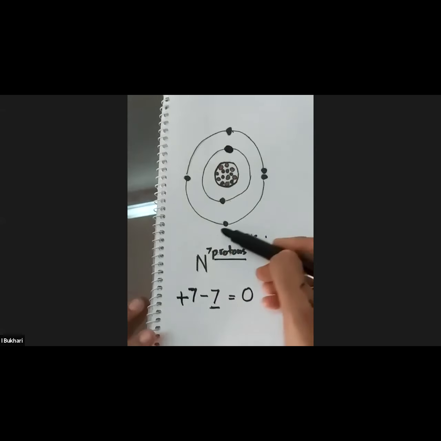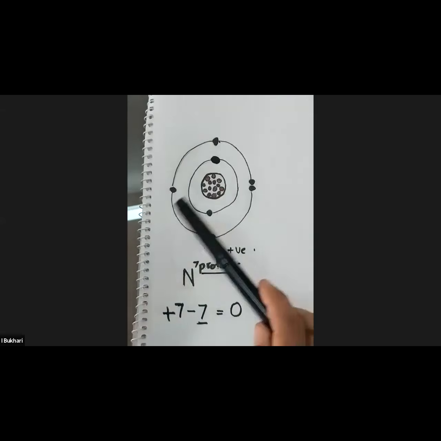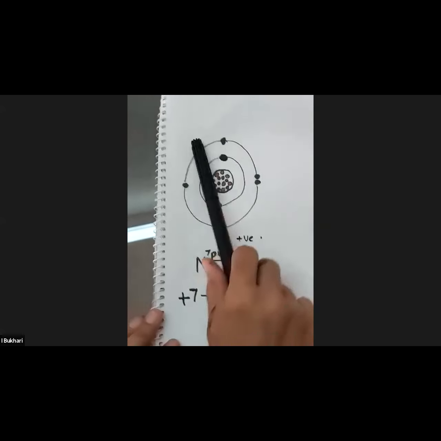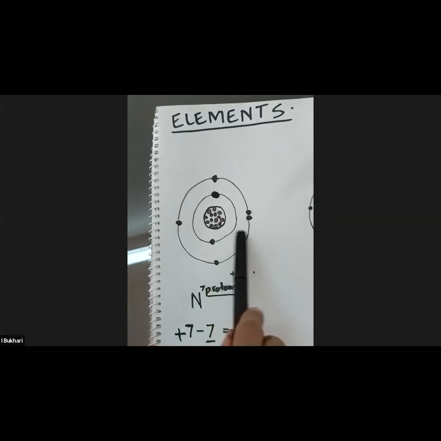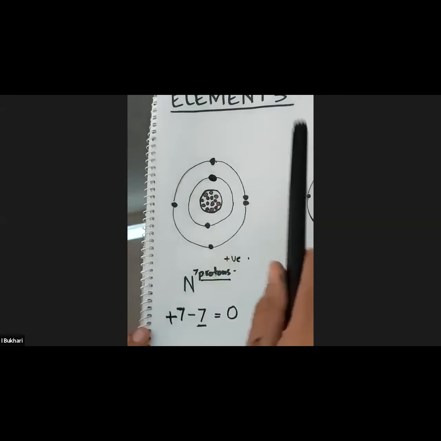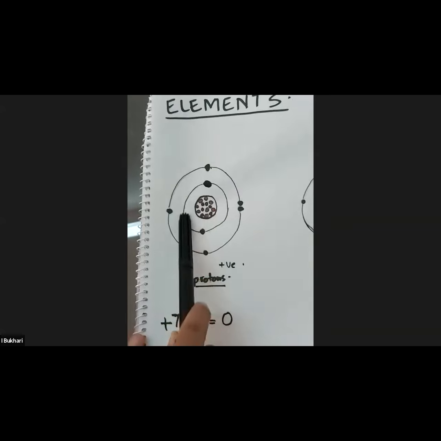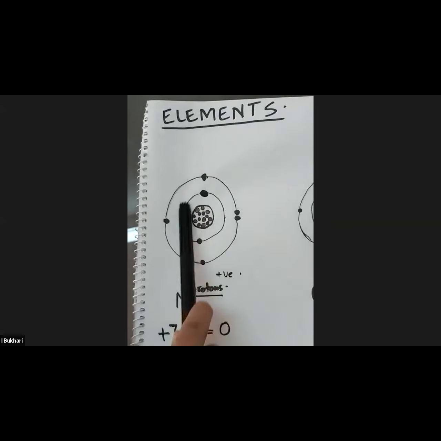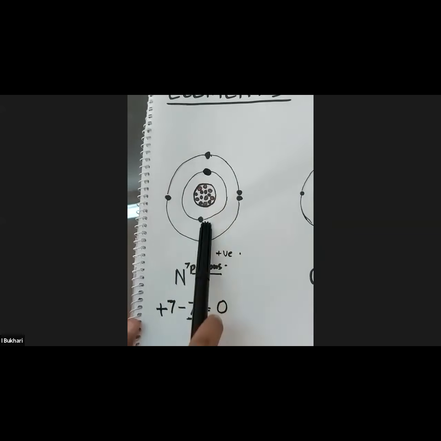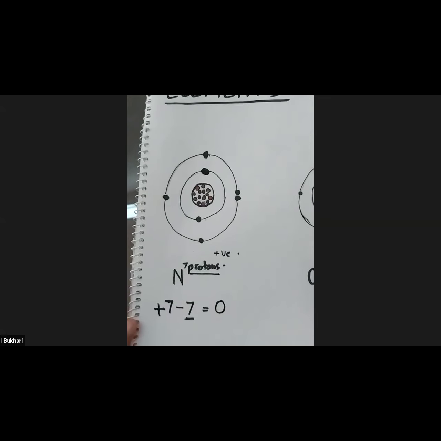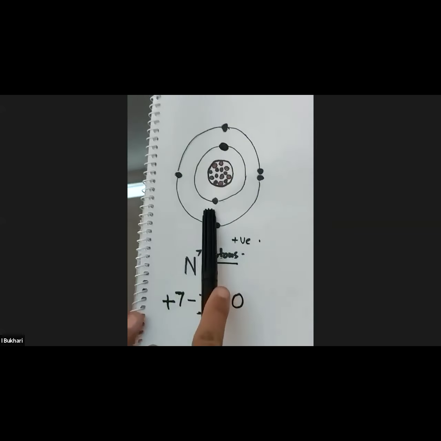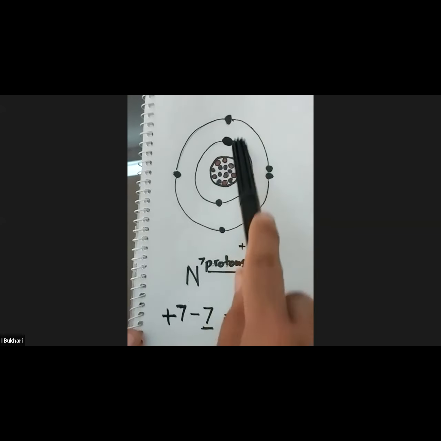Now, I will also talk about what these circles are. These circles are not any structure, okay? They're just orbits, just pathways of electrons. Now remember, the innermost orbit, which is the closest to the nucleus, can only have 2 electrons at a time.